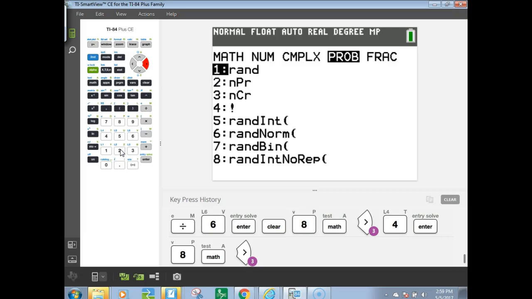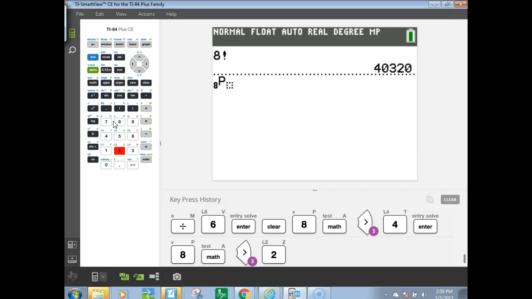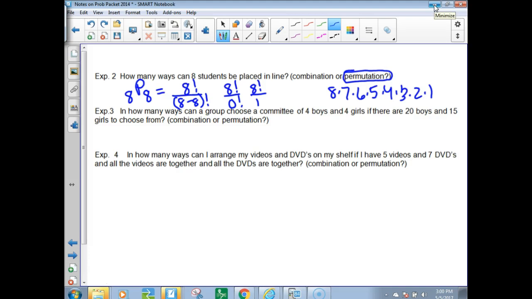So I am going to hit 2, and then it tells you to put in the R value. How many of those 8 people are you choosing? Okay, so both of these have the same answer. All right, so basically a permutation of 8 people, or the amount of things, where you're going to use them all, is simply the counting principle. Okay, this is a big one. 40,320 ways.